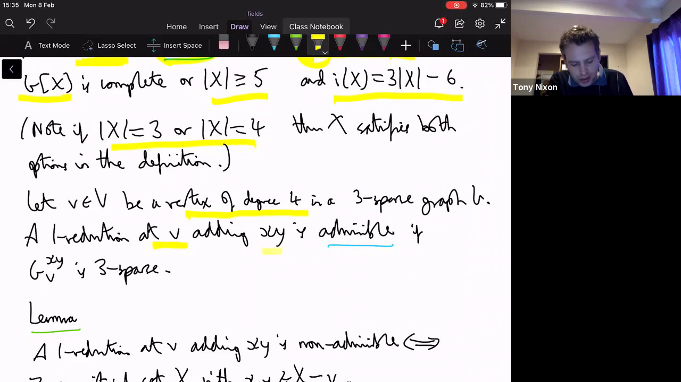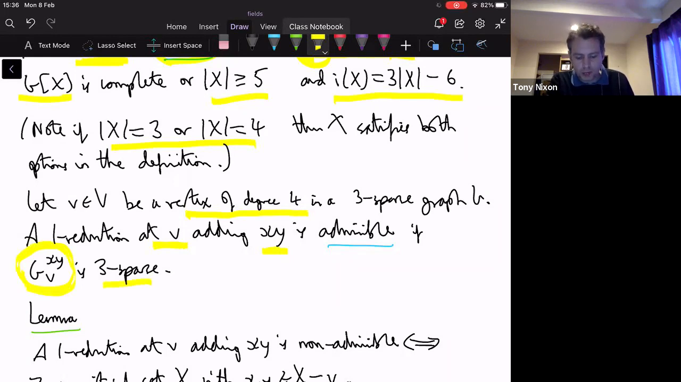And if we delete v and add the edge xy, then we're going to use G_v^{xy} to denote the resulting graph. And if we do a 1-reduction at v in a (3,6)-sparse graph G, then the 1-reduction, we call it admissible if this graph G_v^{xy} is also (3,6)-sparse.